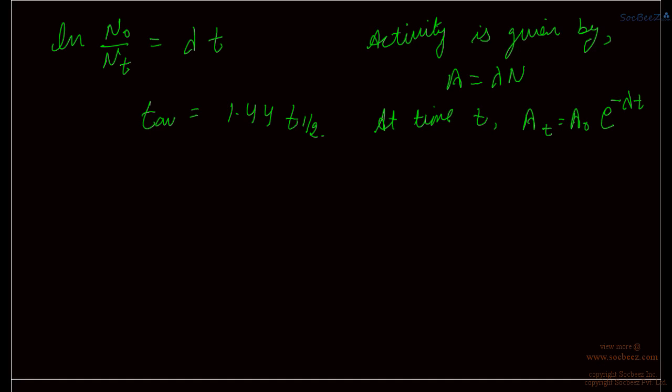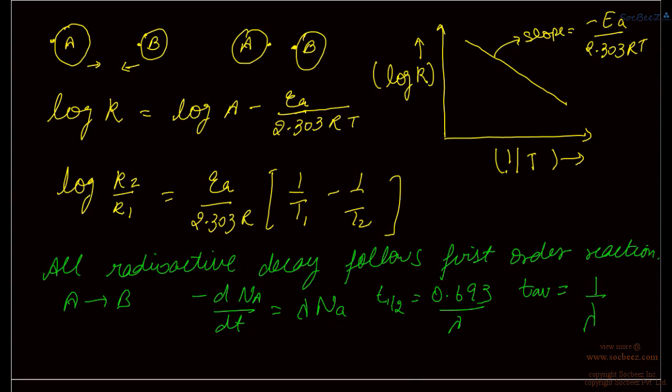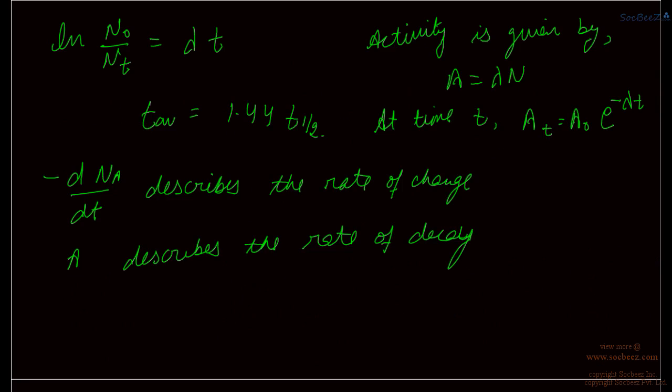Now, it is different from dNA by dt. Here, minus dNA upon dt describes the rate of change, whereas A describes the rate of decay. So, activity is different from dN by dt. Since here you have seen that minus dN by dt equals lambda N, and A equals lambda N, but their meanings are different.